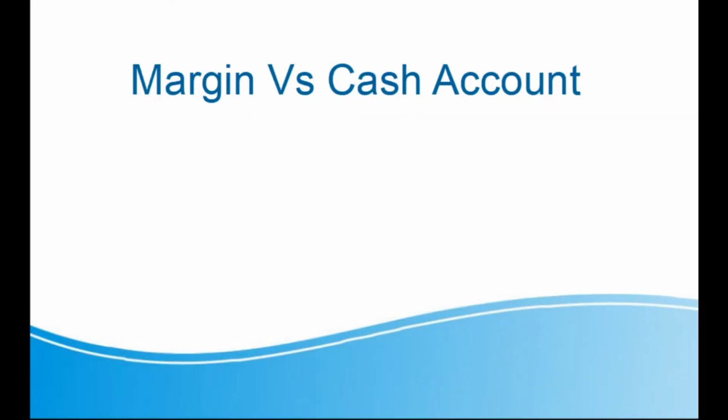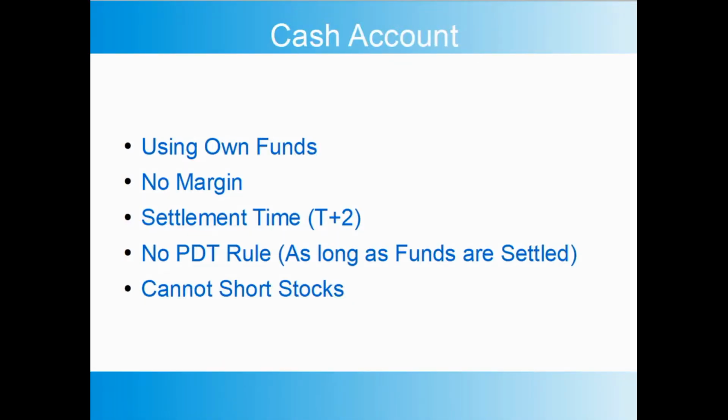So I want to go over the basics and benefits of both accounts, and I'm going to start with the cash account. With the cash account, you are only using your own funds, so there's no margin available. There is a settlement period, which is typically 2 days, which means if you day trade on a Monday, meaning you buy a stock and sell a stock on Monday, you have to wait 2 business days for the funds to settle, and that would be Wednesday. So then Wednesday you can trade again. There is no PDT rule, which is the pattern day trade rule, and you cannot short stocks. So these are some of the pros and cons of having a cash account.